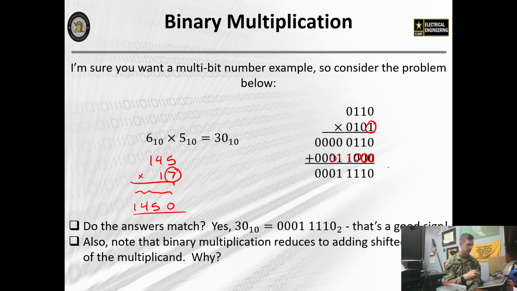And then I just add down. 0, 1, 1, 1, 1. And hopefully what I've shown with this is that 6 times 5 is in fact 30. Recall this is 16 plus 8 plus 4 plus 2, which is equal to 30. So the mechanics of multiplication are the same in binary as in decimal.